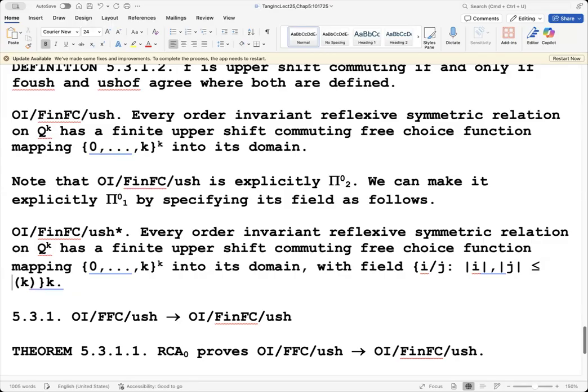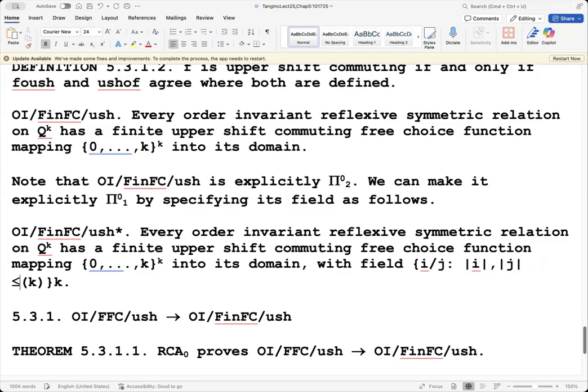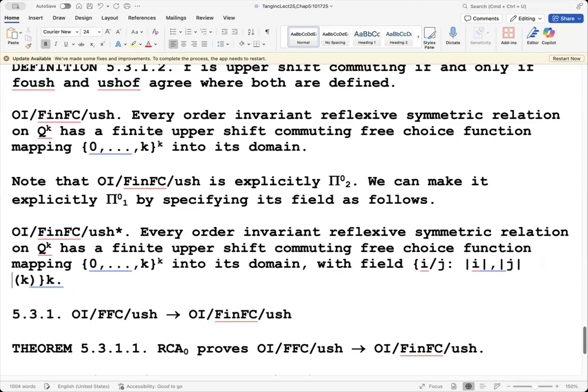What did I do here? With field 1 over J such that the absolute values are less than or equal to question mark of K. Maybe I should make it clearer here, to the kth power.